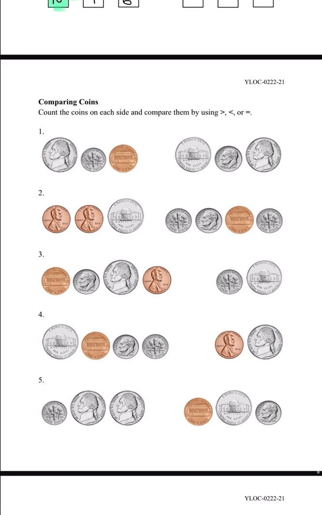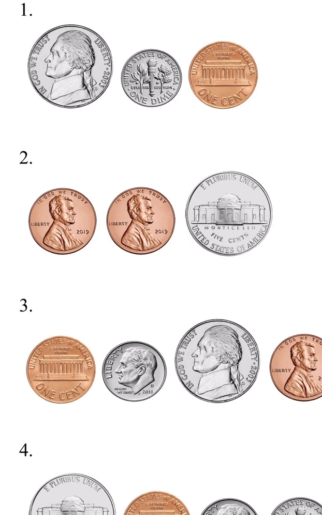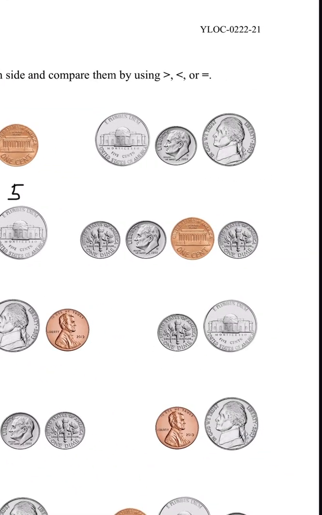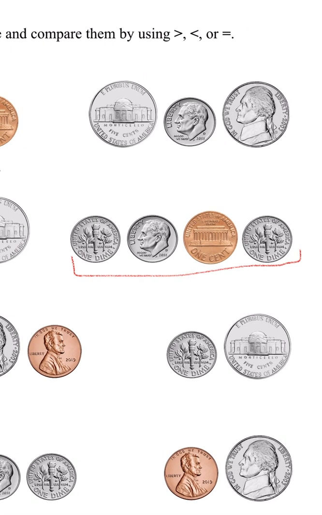The next page we have comparing coins. Let's try number 2. So we have a penny and a nickel. We're comparing them, so we put 1, that's 1 cent, and a nickel is 5 cents. Now we're gonna count these and compare. So this one is 1 dime, and a dime is 10. This is another dime, so that'll be 10. The next one is a penny, so we put 1, and another dime, so that's 10.